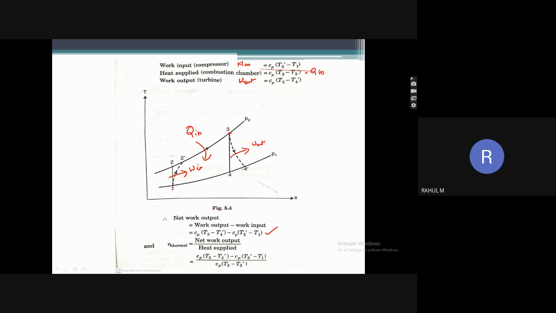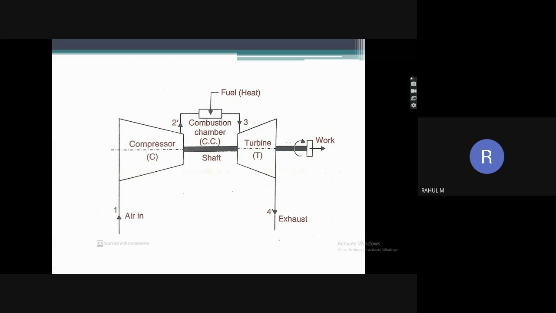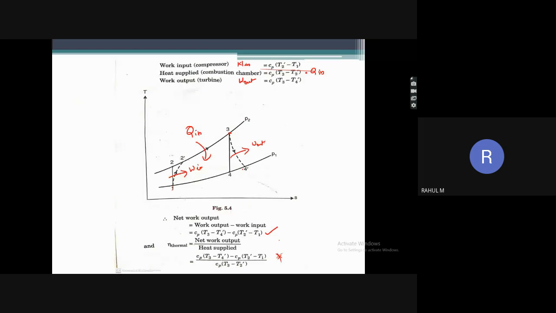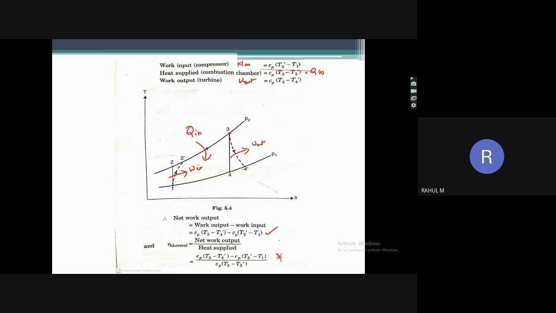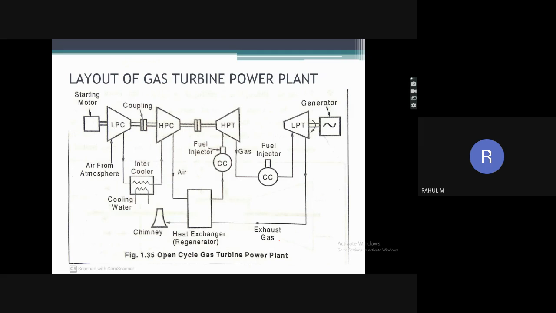Once we get the net work, we can directly find the thermal efficiency. All these things you have already learned. The only thing is you should understand what a gas turbine is: the layout of a gas turbine is this one, and the main cycle behind this gas turbine is the Brayton cycle, and this is a basic PV diagram for a Brayton cycle. That's it. Now, this is the basic layout of the entire gas turbine power plant. So please make a note of this. Layout of the gas turbine power plant. Open cycle gas turbine power plant.